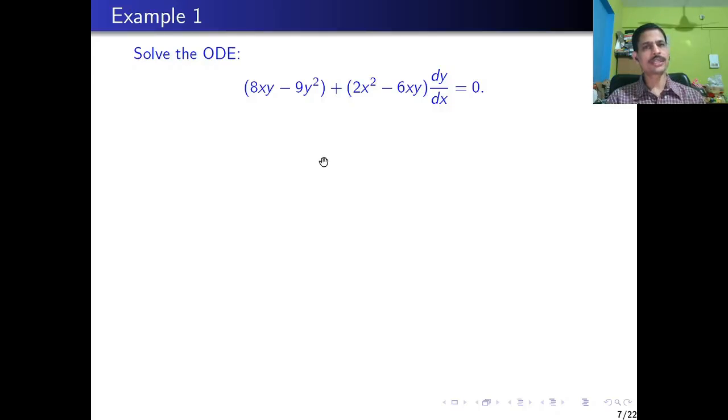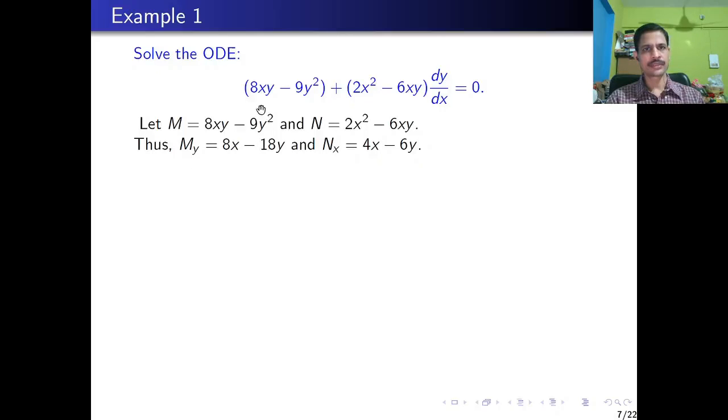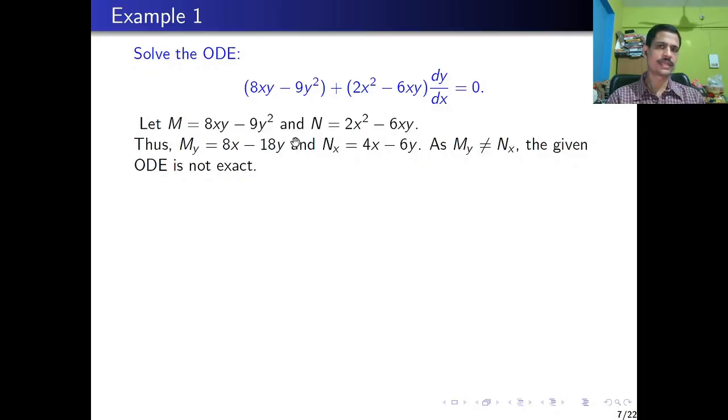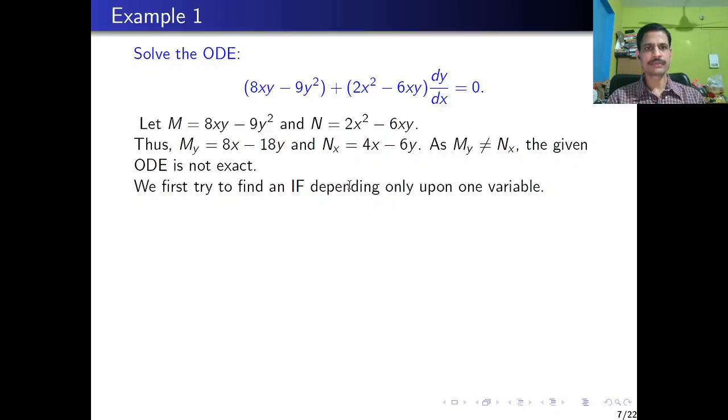So we want to compute the integrating factor here because this equation is not exact. So first we compute my and then we compute nx, the partial derivative with respect to y and the partial derivative with respect to x. So here my is equal to 8x minus 18y, nx is equal to 4x minus 6y. Now we observe that my is not equal to nx, so this is not an exact ODE. So the only hope here is if we have an integrating factor by the methods we have learned. Of course, it can be solved by other methods, namely it is also a homogeneous ODE, but here we want to solve using this integrating factor.